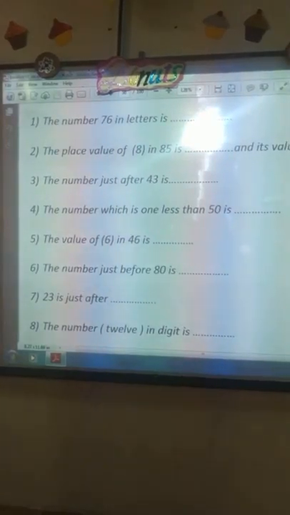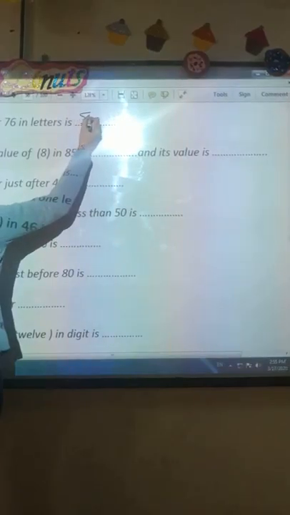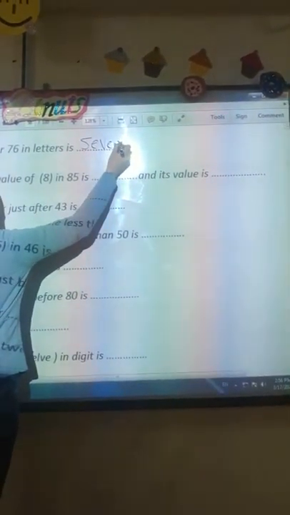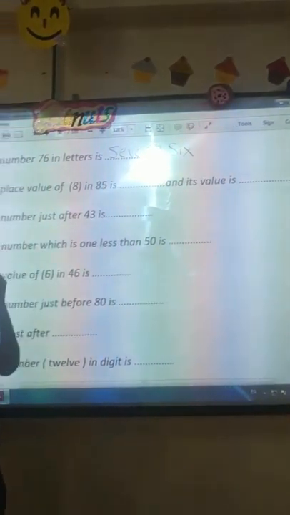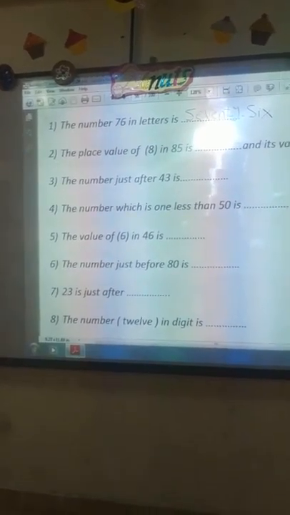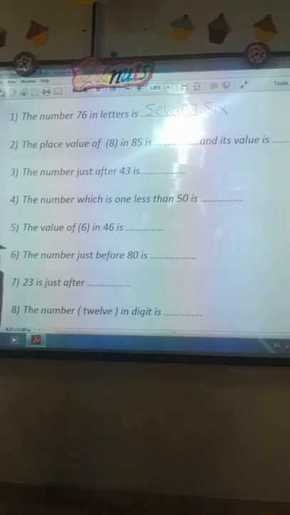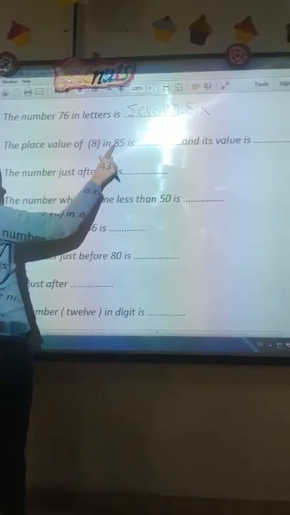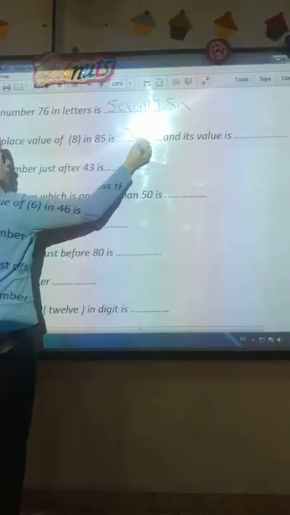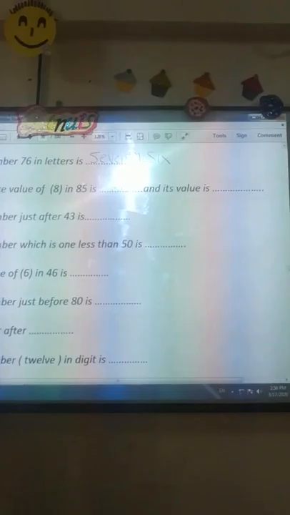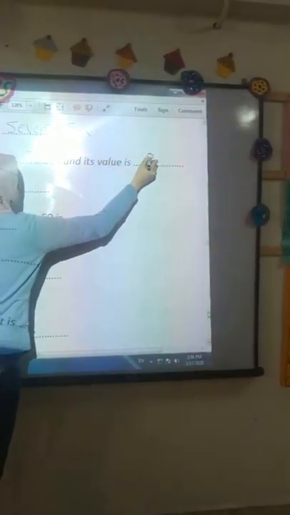The number 76 in letters is 70. The place value of 8 in 85 is the place value, not value, the place value. So, the place value of 8 is tens. And its value is 8, that's not right. 8, because 8 in the tens.